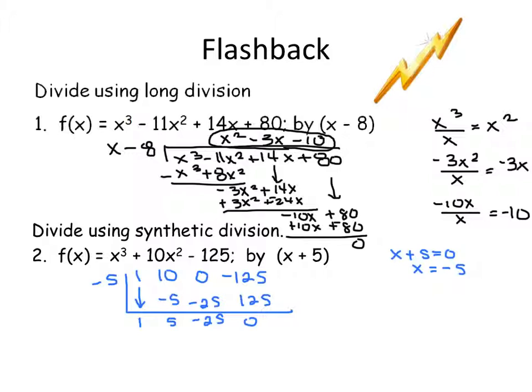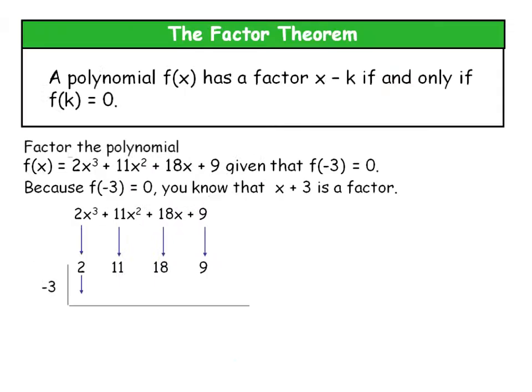So now we need to make sure that we write our answer. Remember, this was a cubic function, so it's going to be 1 degree less, which will be squared, so it's going to be 1x squared. And then after a squared comes an x, so it would be 5x, and then after an x comes a constant, so it would be negative 25. Right? So let's go on.